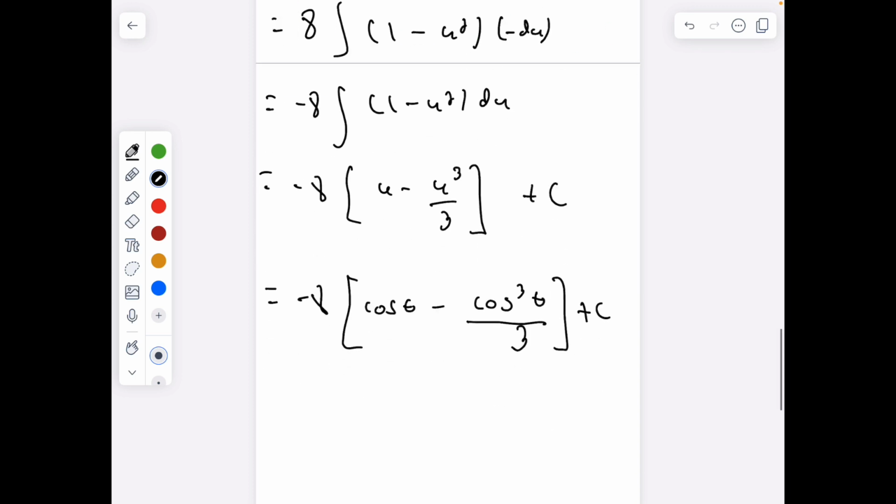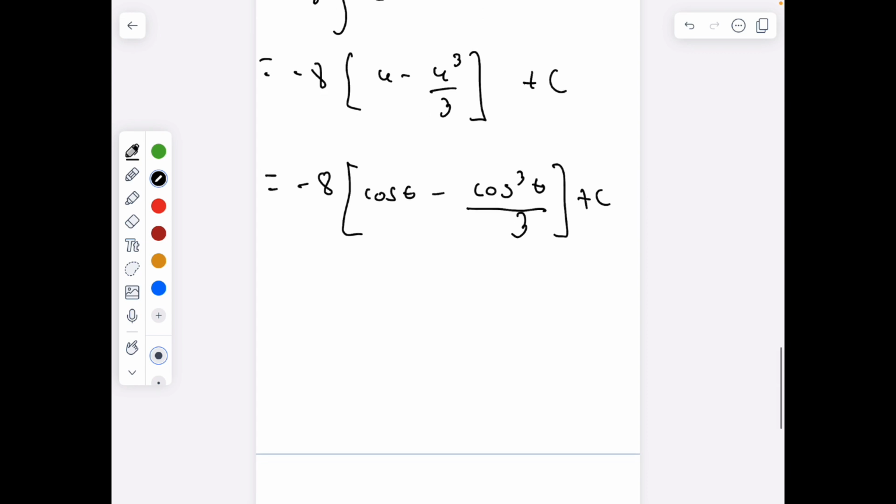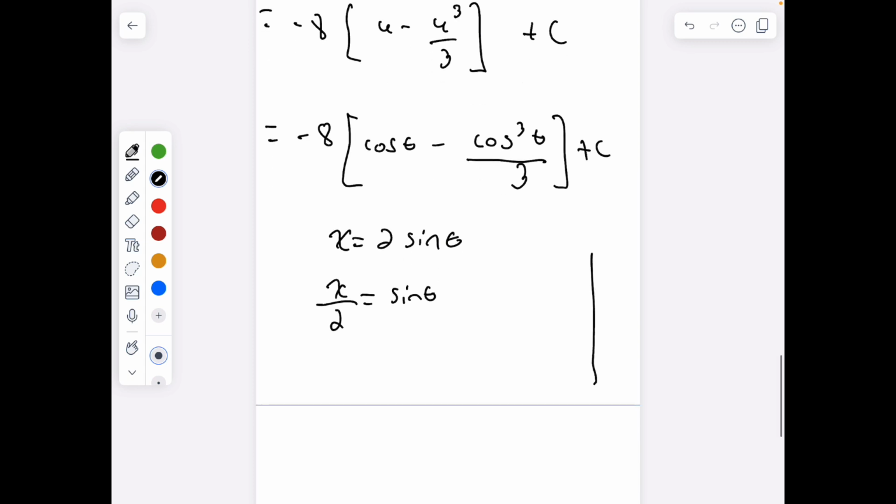Now, we are not done, unfortunately, because I have cosine theta instead of an x. I started with x's, I want to end with x's. So how do I go about doing that? Well, let's go back to your substitution, x equals 2 sine theta. Another way of writing this would be x over 2 equals sine theta. And I'm not a mathematical historian, so I don't know, but I think this was partially the motivation for these substitutions.